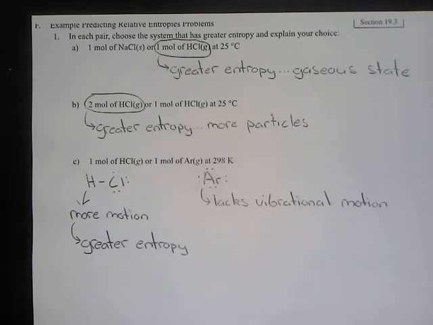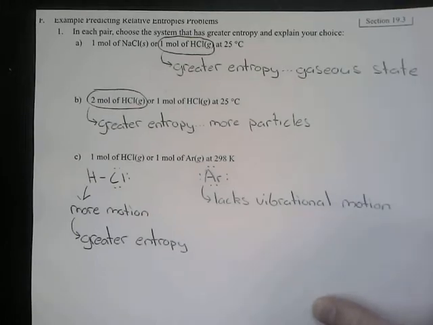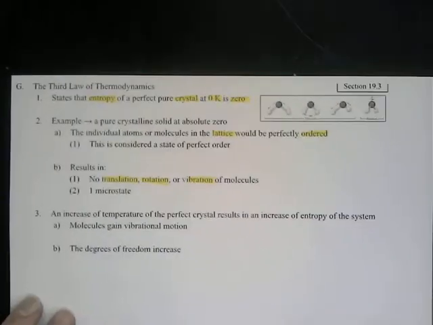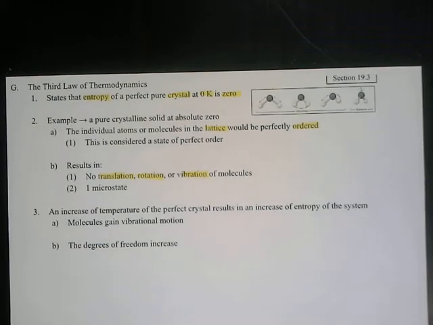All right, so let's get into this. We get into one of our final topics here for section 19.3, and that is the third law of thermodynamics. And it says the entropy of a perfect pure crystal at 0 Kelvin is 0. So at 0 Kelvin, you would only have one microstate.